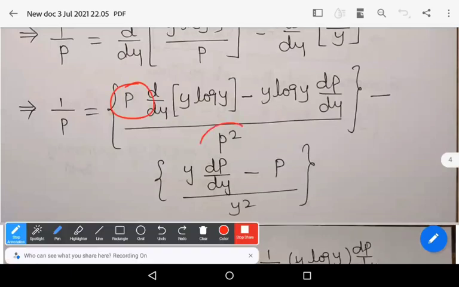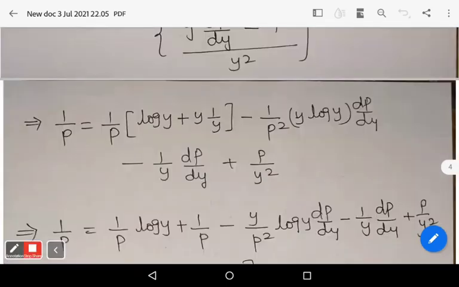Here p by p square, what you get? 1 by p. Here y log y by p square. Here y by y square. I split the complete terms. So we get this one.